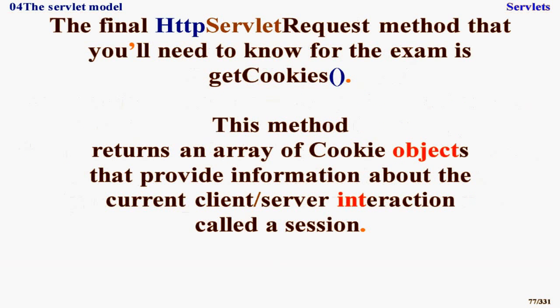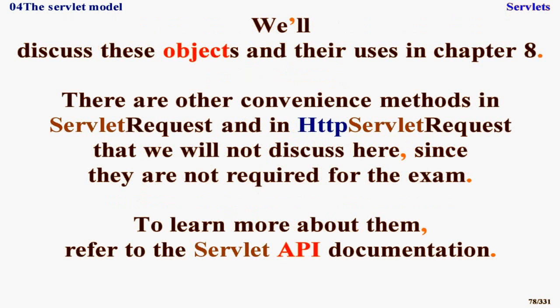The final HttpServletRequest method that you'll need to know for the exam is getCookies. This method returns an array of cookie objects that provide information about the current client server interaction called a session. We'll discuss these objects and their uses in Chapter 8. There are other convenience methods in ServletRequest and HttpServletRequest that we will not discuss here, since they are not required for the exam. To learn more about them, refer to the Servlet API documentation.